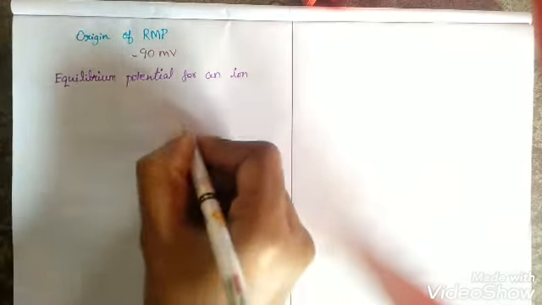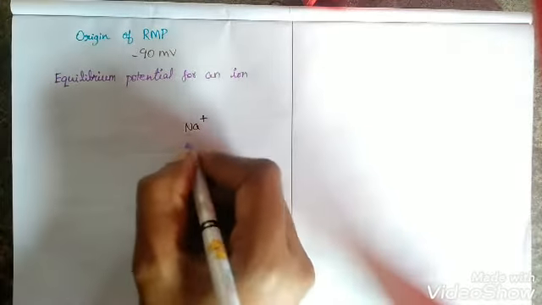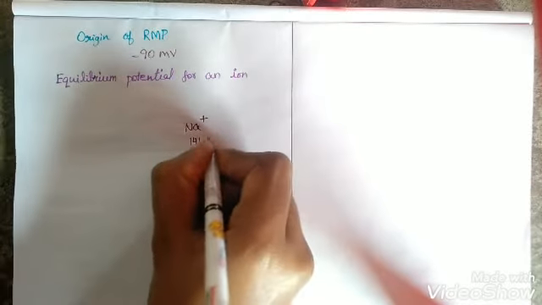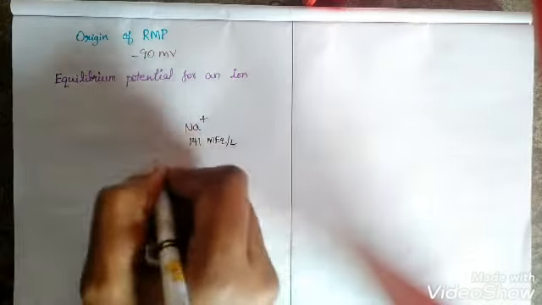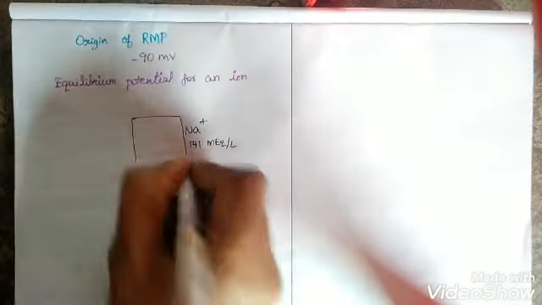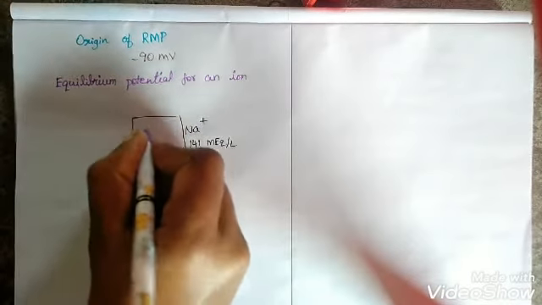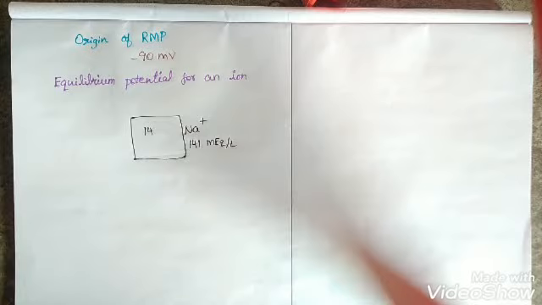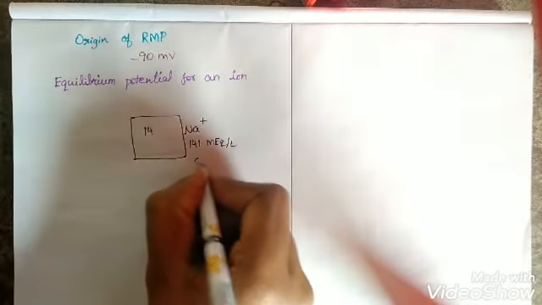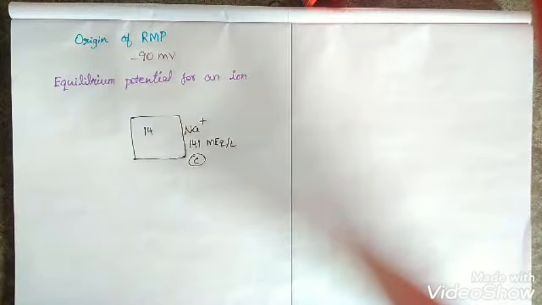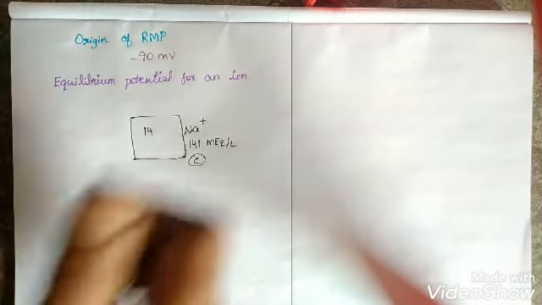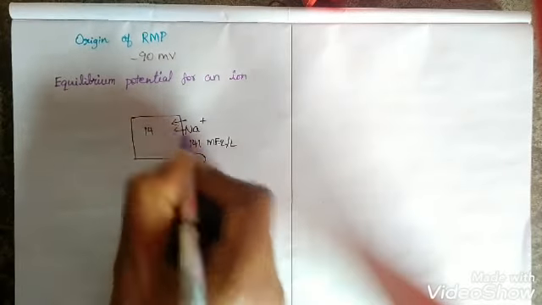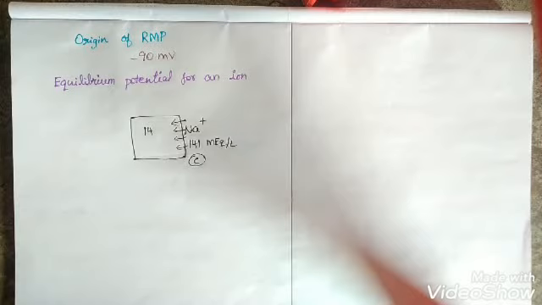Let's take sodium. Sodium has its concentration gradient of 141 milliequivalent per liter on the outside, and inside it's 40 milliequivalent per liter. Due to its concentration gradient, ions will move from highest to the lowest, right? It will move from outside to inside. As sodium starts moving in, it carries a lot of positive charges lined up inside.